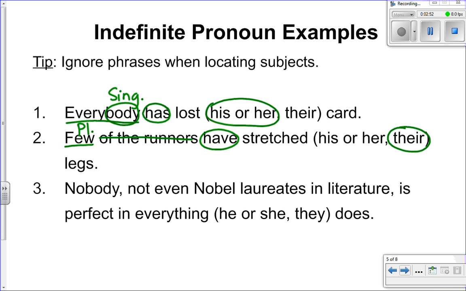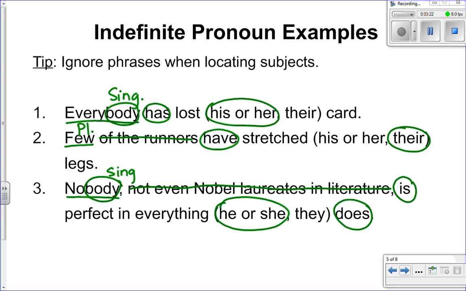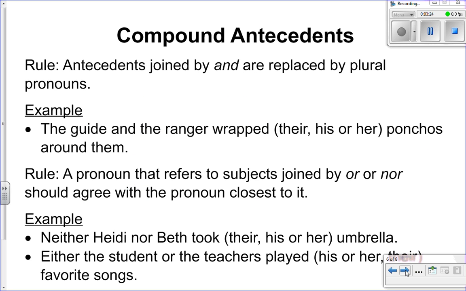Now in the third sentence, nobody, not even Nobel laureates in literature, is perfect in everything he or she or they does. Now, first of all, what is the antecedent for the pronoun? It's the word nobody. Body tells me that this should be singular. I'm going to ignore all of this information because it's a phrase. I'm going to cross it off. Now, nobody is singular, which means I should say he or she because those are singular pronouns. And there are two verbs that should tell me which pronoun I should have taken. Is ends in S, does ends in S. So this is a singular.